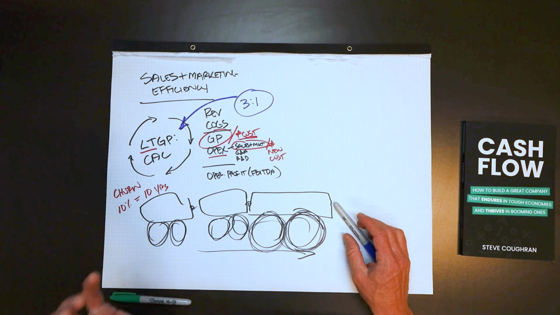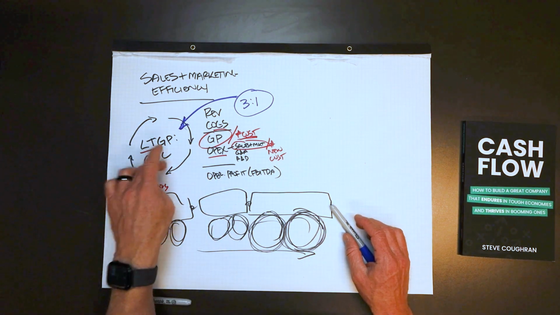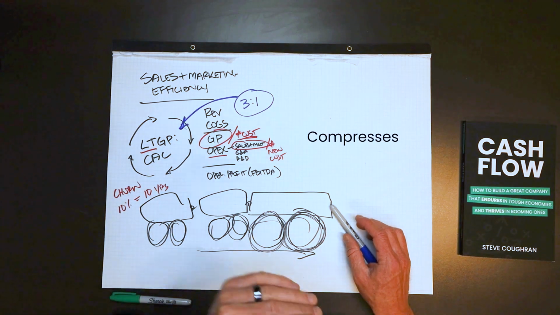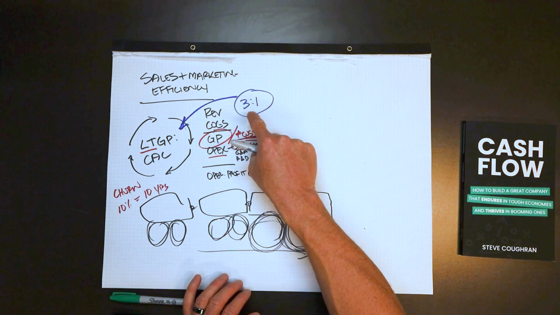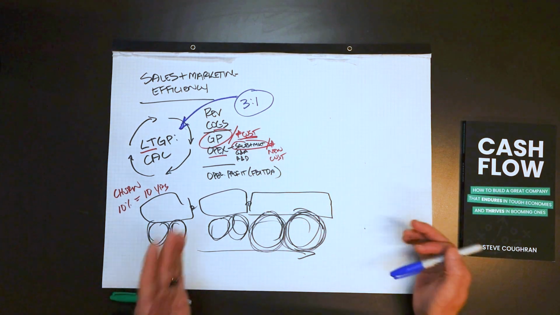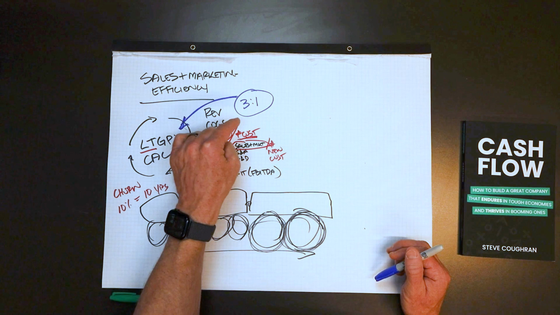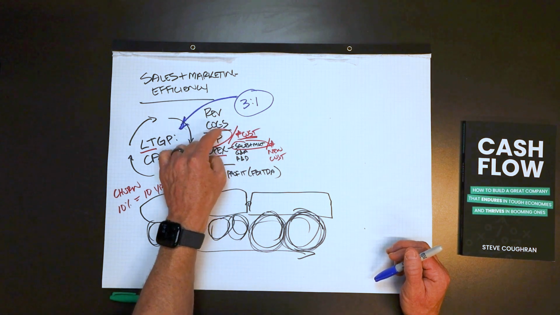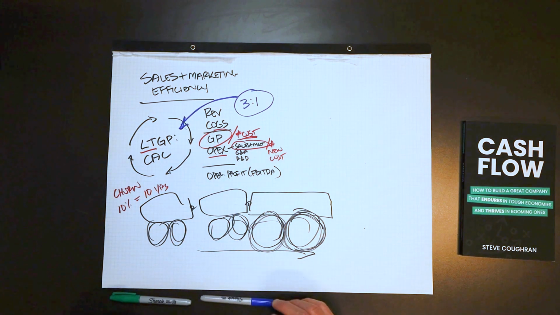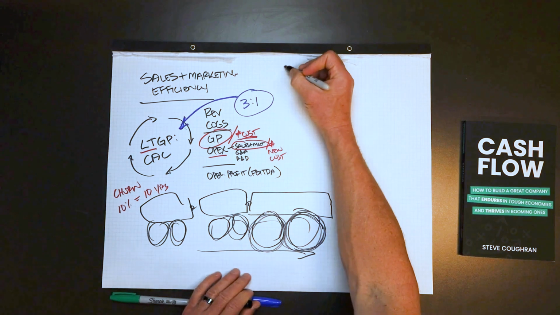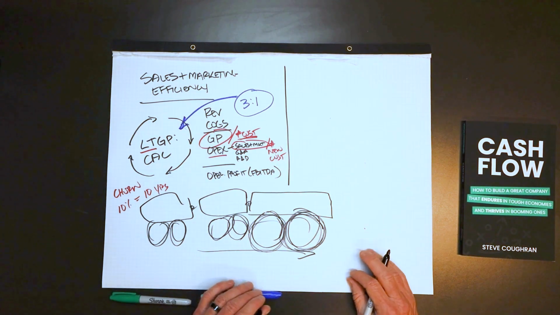The other thing to understand is that over time, this LTGP to CAC ratio compresses because you start cannibalizing the market. It's harder to find customers, your costs increase, etc. So this is going to shrink over time. So some of the best companies that we work with, they're like 10 to 1 or greater. And as they scale, they have a lot of runway to get down to this minimum 3 to 1. And that's a great business. So that's the first flywheel that you need to measure, your sales and marketing efficiency. And that's the KPI that corresponds with it.